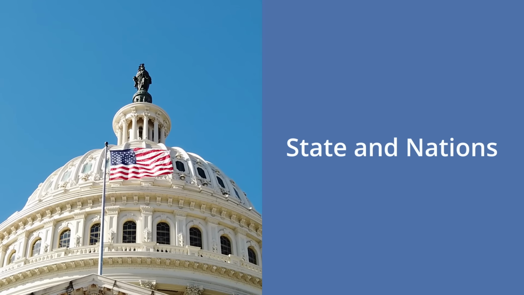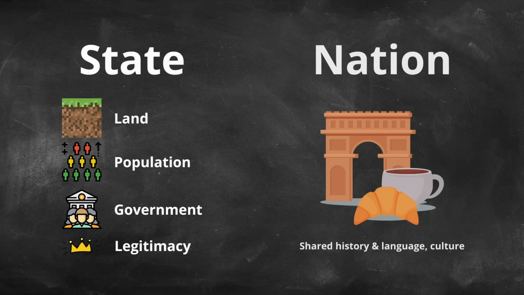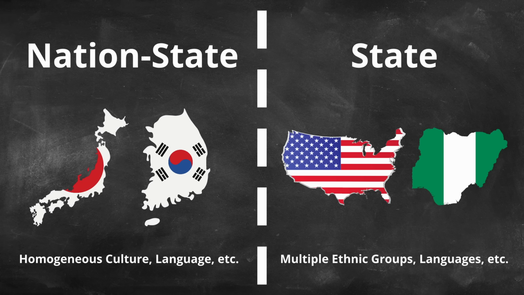Now that data is out of the way, we can proceed to talk about countries. In comparative government, we are comparing states, which are made of land, population, government, and legitimacy. A nation is a community of people that share commonalities such as history and language. If a state is homogeneous, we call these states a nation-state. Nigeria, a state with multiple ethnic groups, is not a nation-state.